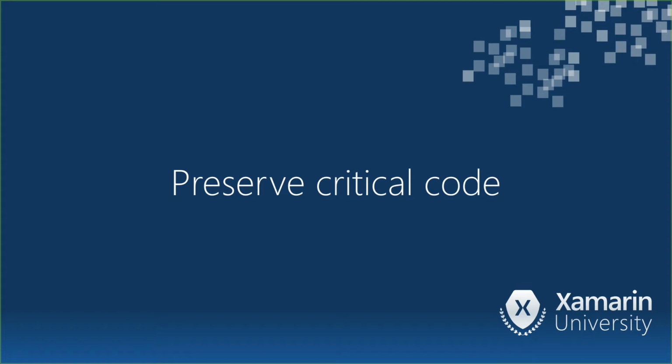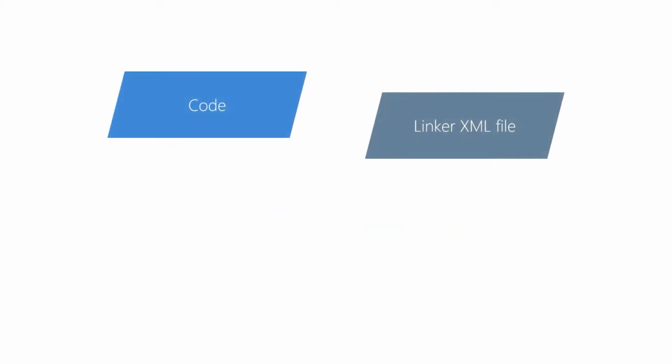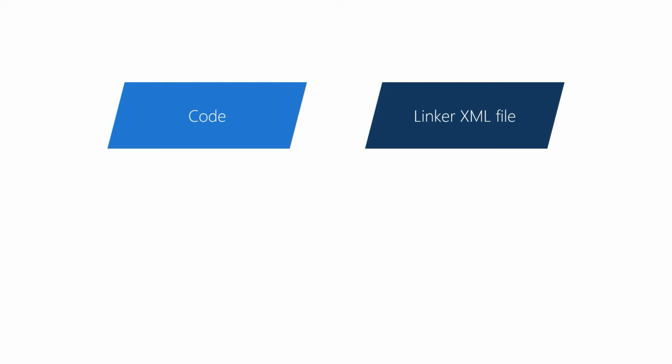Now, if you want to get a little bit more fine-grained, you can provide hints to the linker through two mechanisms: attributes applied in your code and a linker directive file, which is written in XML and provided to the linker during the compile process. Well, let's look at both of these.